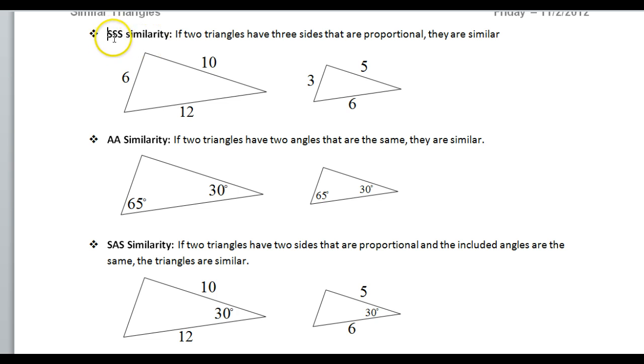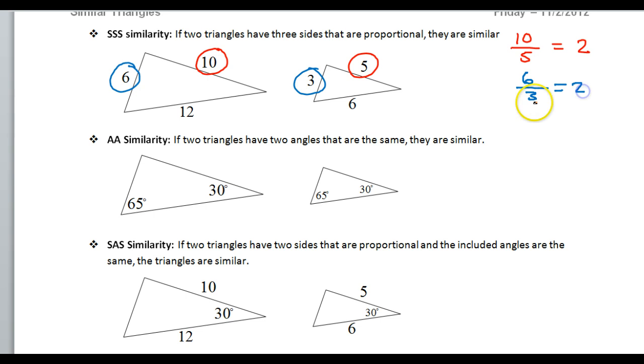One is side-side-side similarity. If all three pairs of sides are proportional, that just means they're all going to make the same ratio if I make fractions out of them. For example, 10 and 5 are corresponding sides, and if I do 10 over 5 as a ratio, I get 2. 6 and 3 are corresponding sides, and if I do 6 over 3, I get 2.